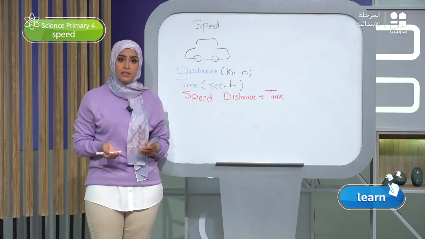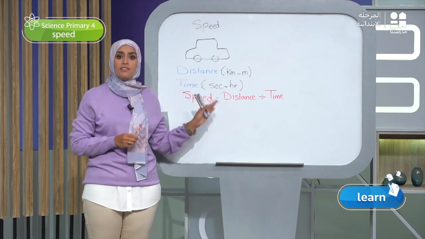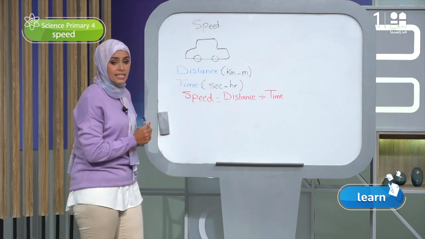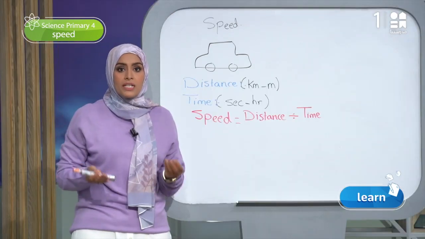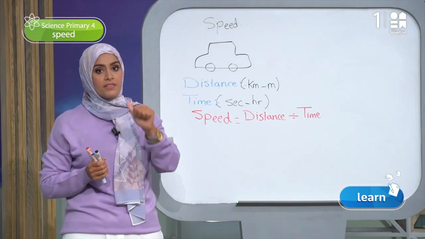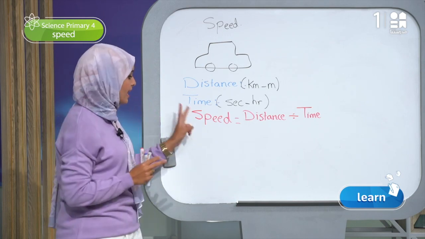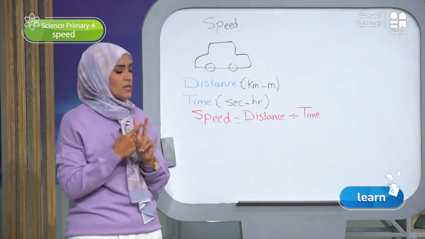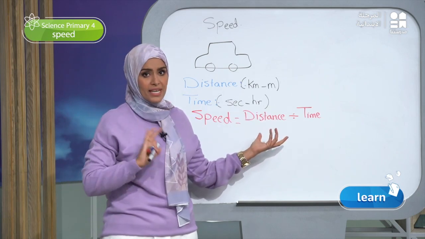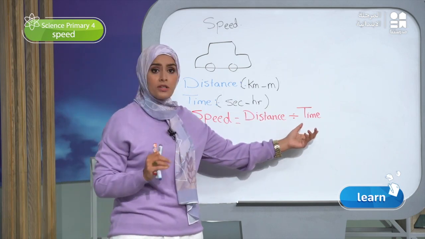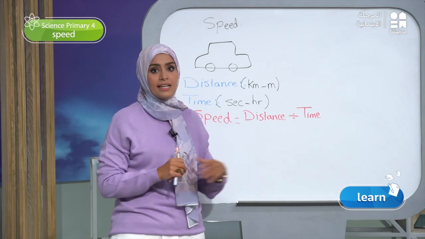So, for example, if the car that I drew traveled 8 meters, can you calculate the speed? Of course not, because we need to know the time it takes to travel this distance. We agreed that I need two things to calculate the speed: distance and time. If I know the distance only, we cannot calculate the speed. And if we knew the time only, we cannot calculate the speed either.